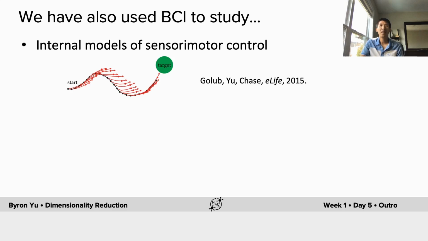Okay, so I don't have time to get into some other studies that we've done, but I'd like to mention them here, that we've also used BCIs to study internal models of sensorimotor control. And the idea of internal models is that when we move or when we interpret the world around us, we have some internal assumptions about how the world works. And we can use this BCI approach to identify what the subject's internal model is, and also how differences between the internal model and the way that world actually works can lead or explain why subjects make errors.